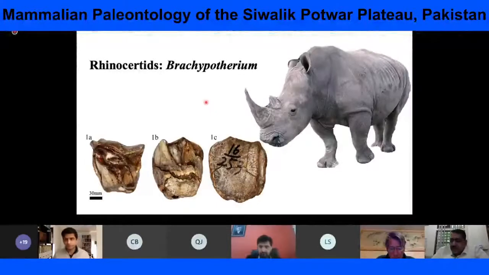The difference of the dental remains size may also be attributed to the age difference of the animal. Brachypotherium perimens is the most frequent species in time transition, and it is rare during the most humid and most arid times.